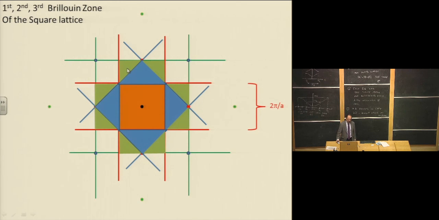If you pick a point here in the green area, the first closest reciprocal lattice point is this red point here. The second closest is the blue point out here. The third closest is the k equals 0 point in the center. So this is in the third Brillouin zone. Now, also, the distance from Brillouin zone boundary to Brillouin zone boundary across the system is 4 pi over a, which is also a reciprocal lattice vector.